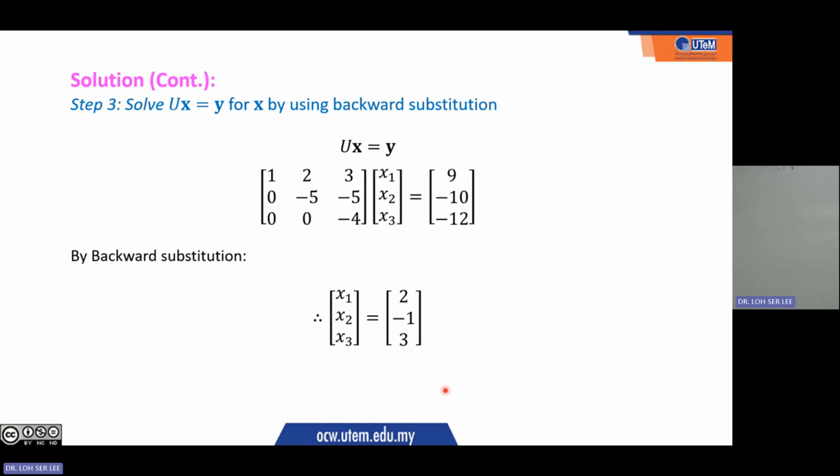Once you get your y, you put it here. This is your y just now. UX equals Y. You have your U just now from the decomposition. Now we solve for x. We start from the last row because the zeros are here. So this is x1, x2, x3. So -4x3 equals -12, that's why your x3 is 3. Then the second row, x2 is -1. Then from the first row, you get your x1. So this is the final solution.